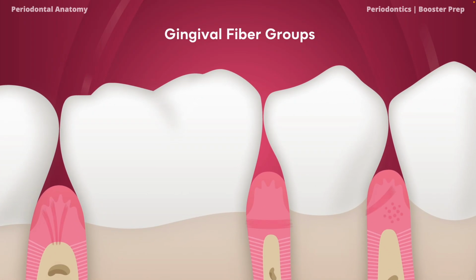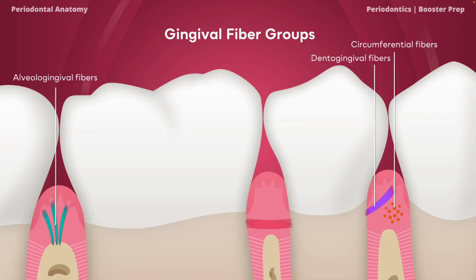And just for a quick review, we'll go over some of the ones that I just talked about as well. So we have the circumferential fibers, the dentogingival fibers, and the alveologingival fibers on the left. We also talked about the dentoalveolar fibers, but those guys aren't shown here. So the last gingival fiber group I want to mention is none other than the transseptal fibers, which span from the cementum of one tooth to the cementum of an adjacent tooth.